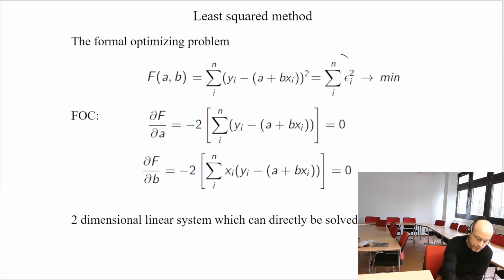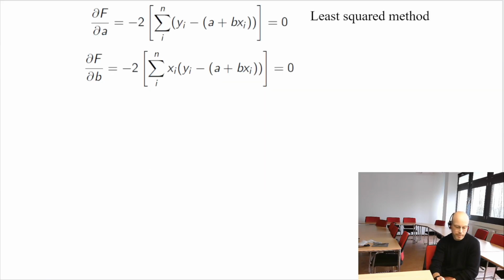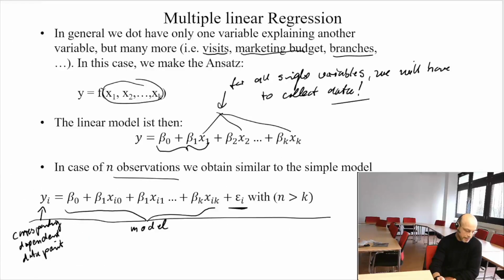This was in the two-dimensional case, our function which we have to minimize. Now of course we have not only one error, but we have this vector of error. So this is then a multi-dimensional function, but we have to do nothing else than to calculate the derivatives with respect to our regression parameters. But now we have not only two, but we have k plus 1 derivatives to calculate.